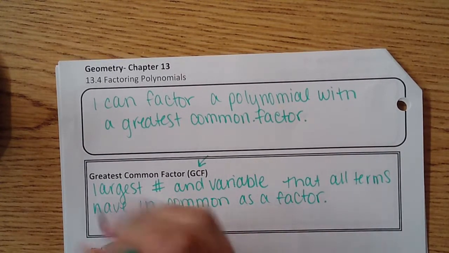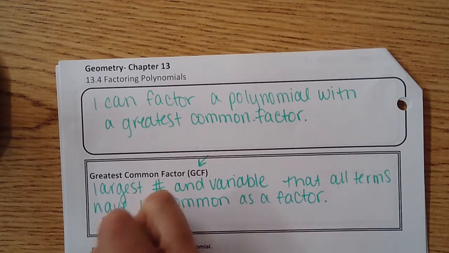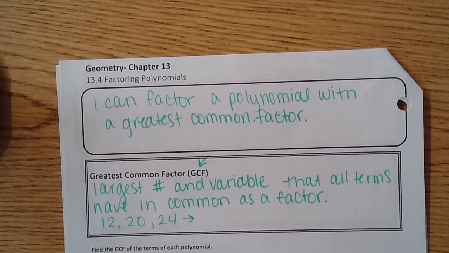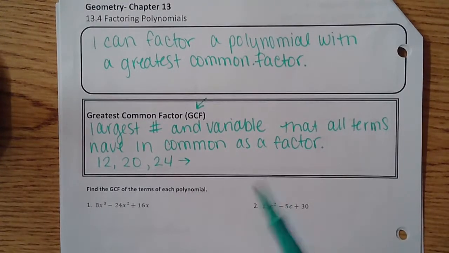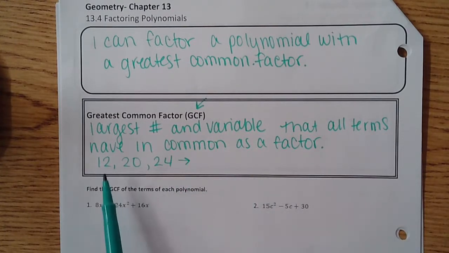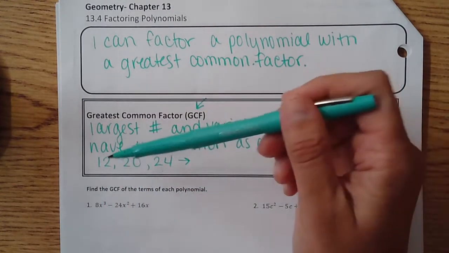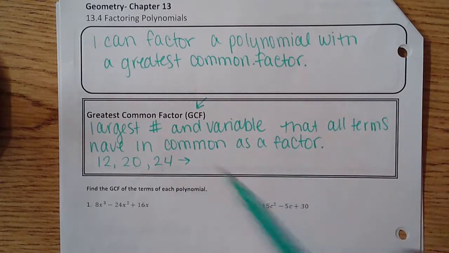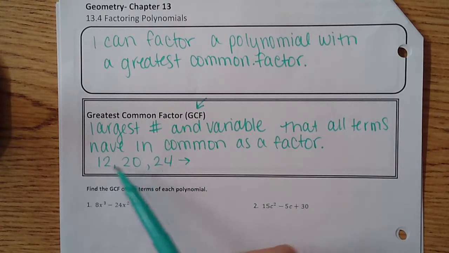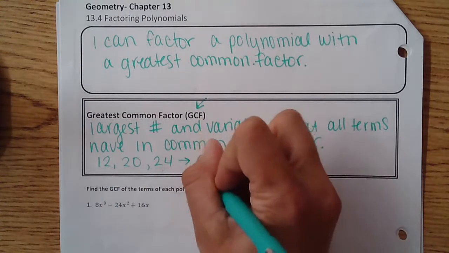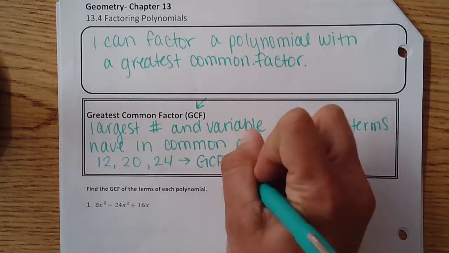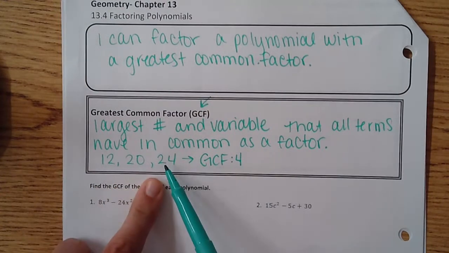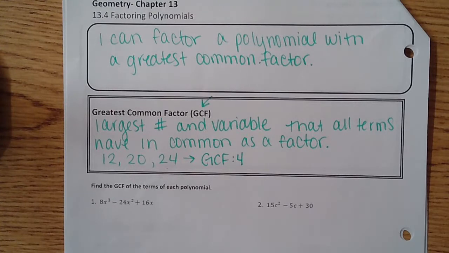So you'll do this in two parts. If I give you the numbers 12, 20, and 24, and I wanted to find the greatest common factor of those three numbers, I would ask myself, what is the biggest number that goes into all three of these? 12 and 24 are divisible by 6, but that's not the case here. So I know that it's going to be 4. The GCF is 4 in this case. 12 divided by 4 is 3, 20 divided by 4 is 5, 24 divided by 4 is 6. That's the biggest number.